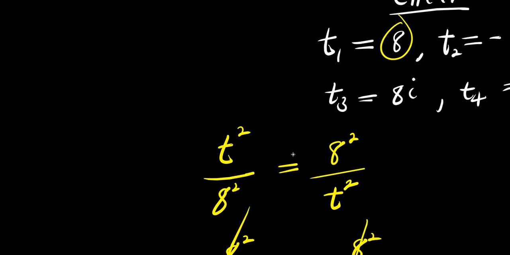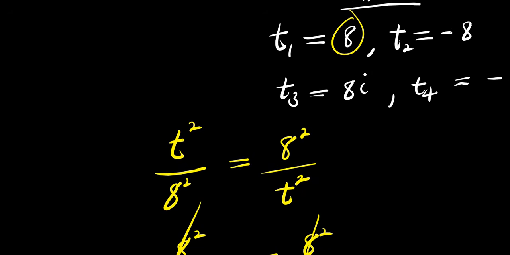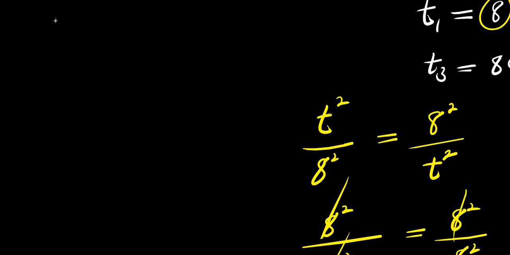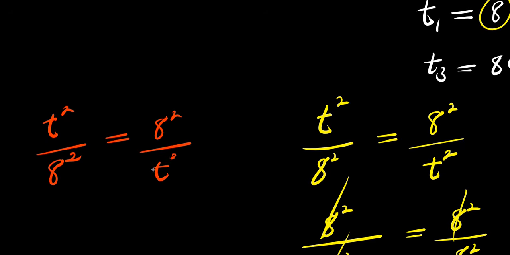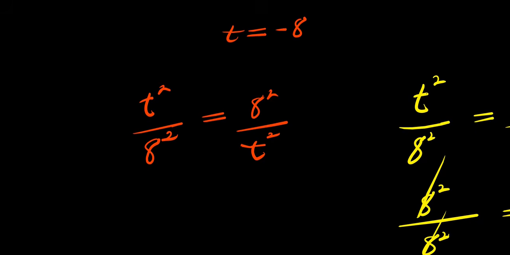Okay, let's consider T equals -8, this one here. We are going to make use of the same equation, which is T power 2 divided by 8 power 2 equals 8 power 2 divided by T power 2. This time around, T equals -8. So we substitute -8 for T right now.